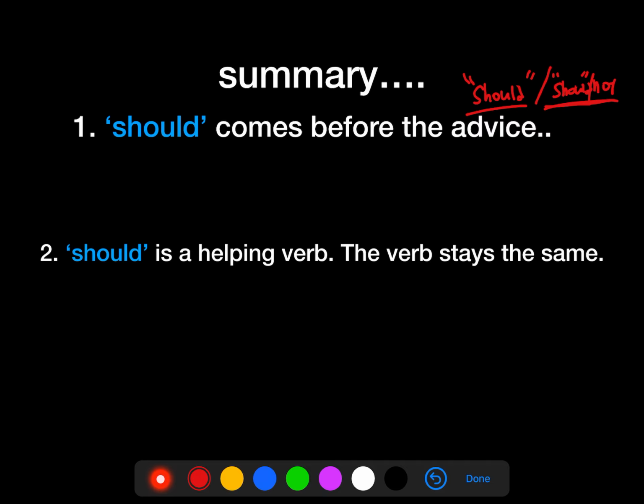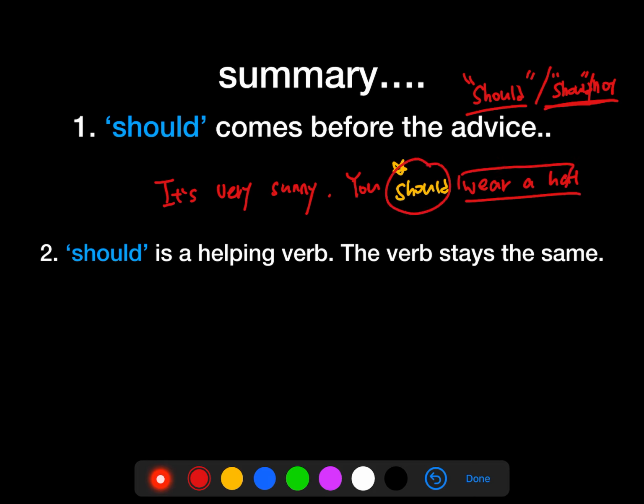1. Should comes before the advice. So as an example, it's very sunny. Yes, it's sunny. You? Important: should comes first, and then the advice. Wear a hat. Should comes before the advice. Okay, then what about the next rule?